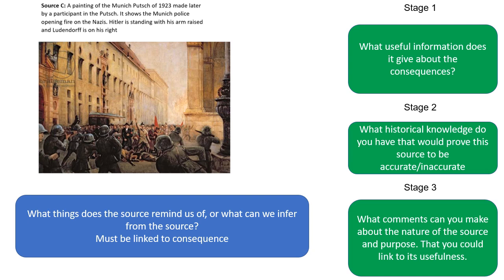Okay, the third stage is perhaps the most complex stage, and that's where you've got to make some legitimate comments about the nature of the source and its purpose that might affect its usefulness. And you're given clues for this here in the form of the attribution, which we're just highlighting in yellow at the top. So again, on the next slide, I'll talk you through some ideas about what you can pick up from the attribution.